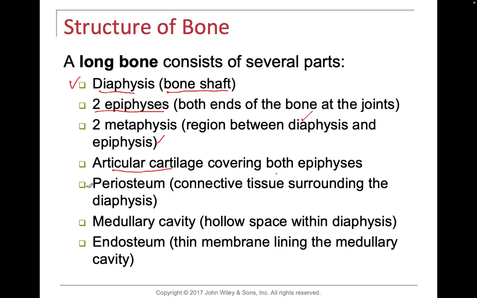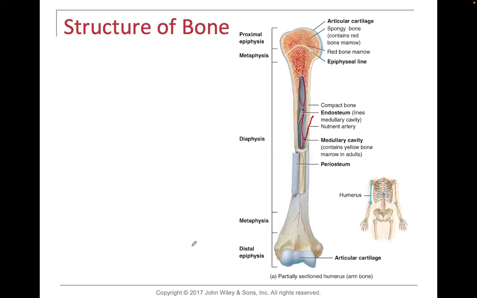There's the periosteum, that's the connective tissue that surrounds the diaphysis. There's the medullary cavity, which is the hollow space within the diaphysis. And then the innermost membrane is the endosteum. That's the thin membrane that lines the medullary cavity. So when we look at long bone, this will make a little bit more sense now.